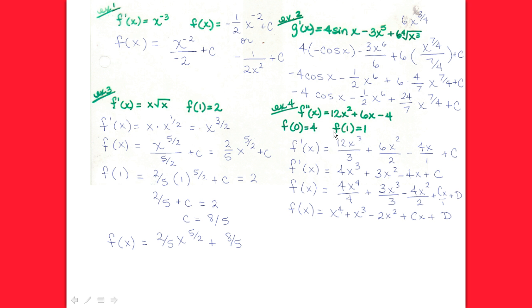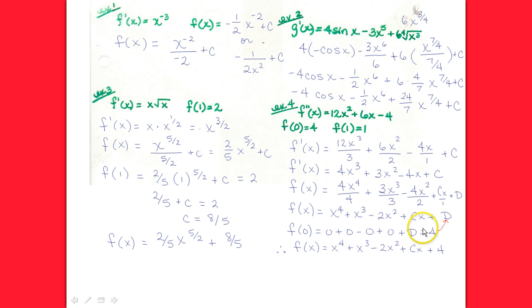If they had not given us that extra information, I'm done. This is my antiderivative. But because they've given me extra things that I can use, let's start with f of 0 is equal to 4. That means that if I put 0 in the place of x, my answer when I'm done should be 4. So I can go through and say 0 to the 4th, 0 to the 3rd, negative 2 times 0 to the 2nd, c times 0 plus d is equal to 4. And when I solve that, I just end up with d is equal to 4.